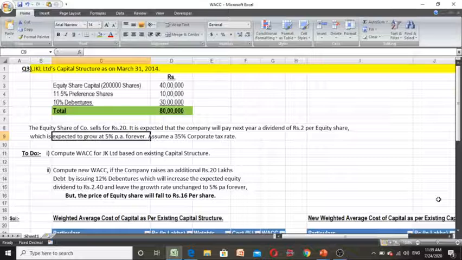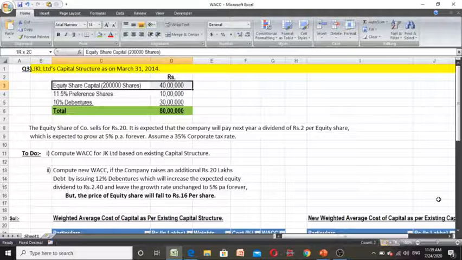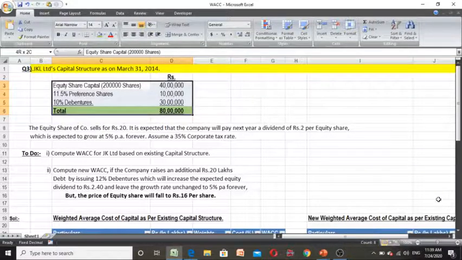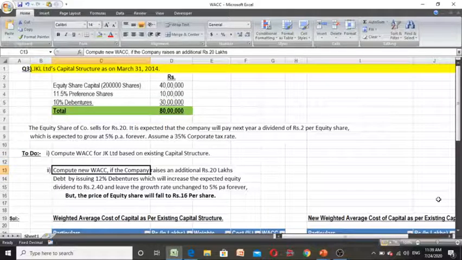Alright, so what are they finally asking us to do? They are asking us to compute the WACC, which is nothing but the weighted average cost of capital, for the same company JKL Limited based on the existing capital structure. And which is the existing capital structure? Yes, this one is the existing capital structure. Alright, fine. And the second part of the question says that we have to compute the new WACC. New WACC means there is going to be some change in the existing capital structure. So as per that change in the existing capital structure, we have to find the WACC of the new capital structure.